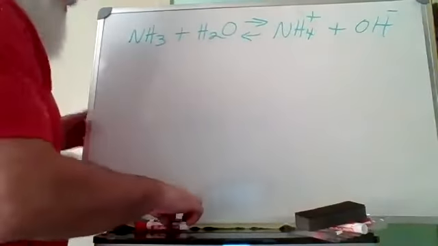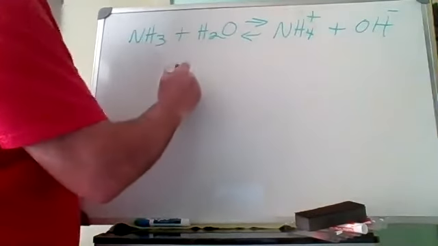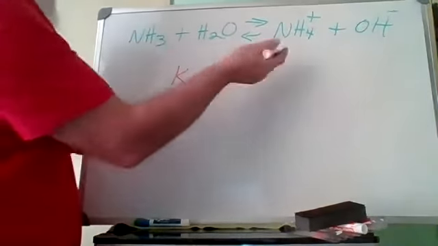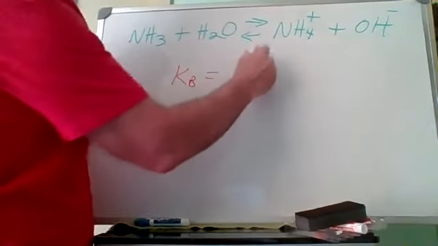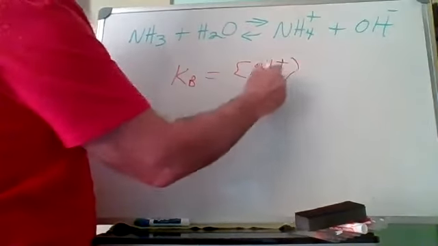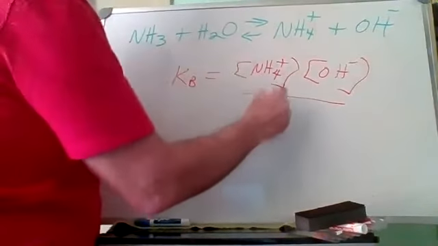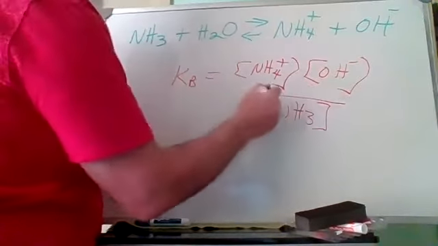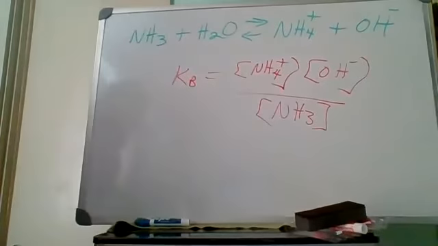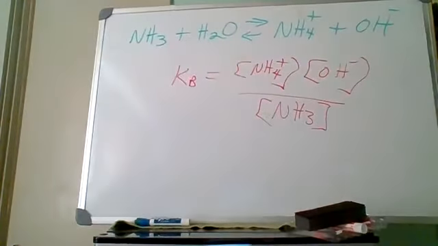We can go ahead, just like we did before, and set up an equilibrium constant for this reaction. Products over reactants, as always. Okay, so there we go. Same as with any of our reactions. Again, we leave out the water because it has an overwhelming concentration compared to the other reactants and products.